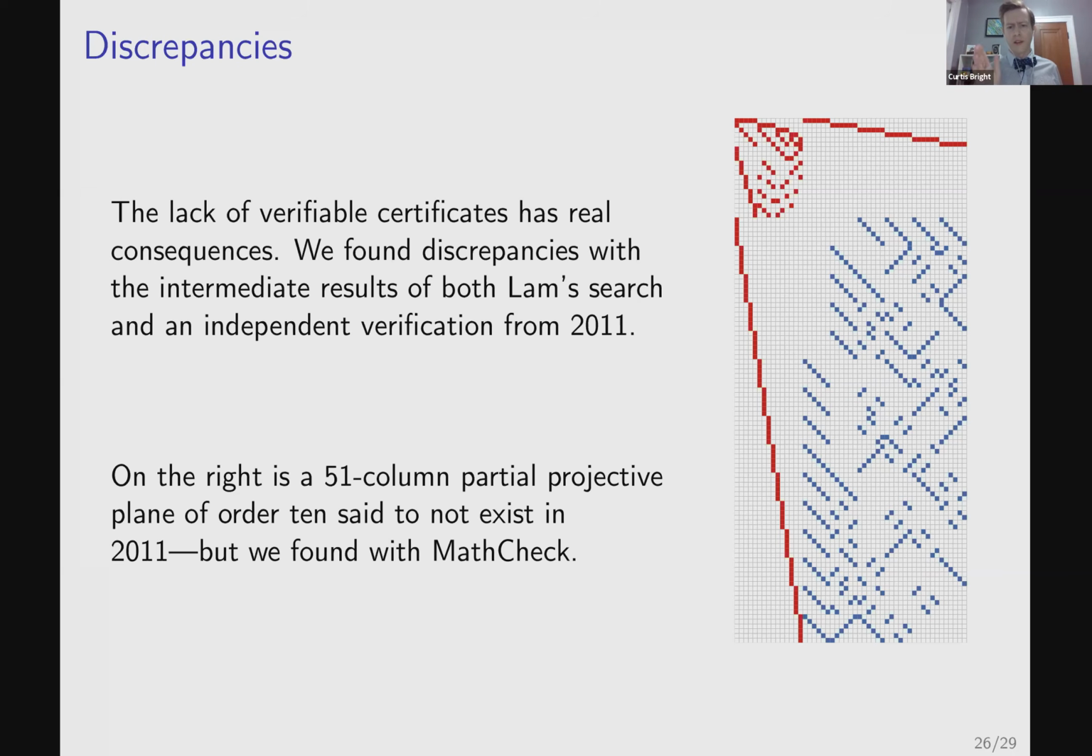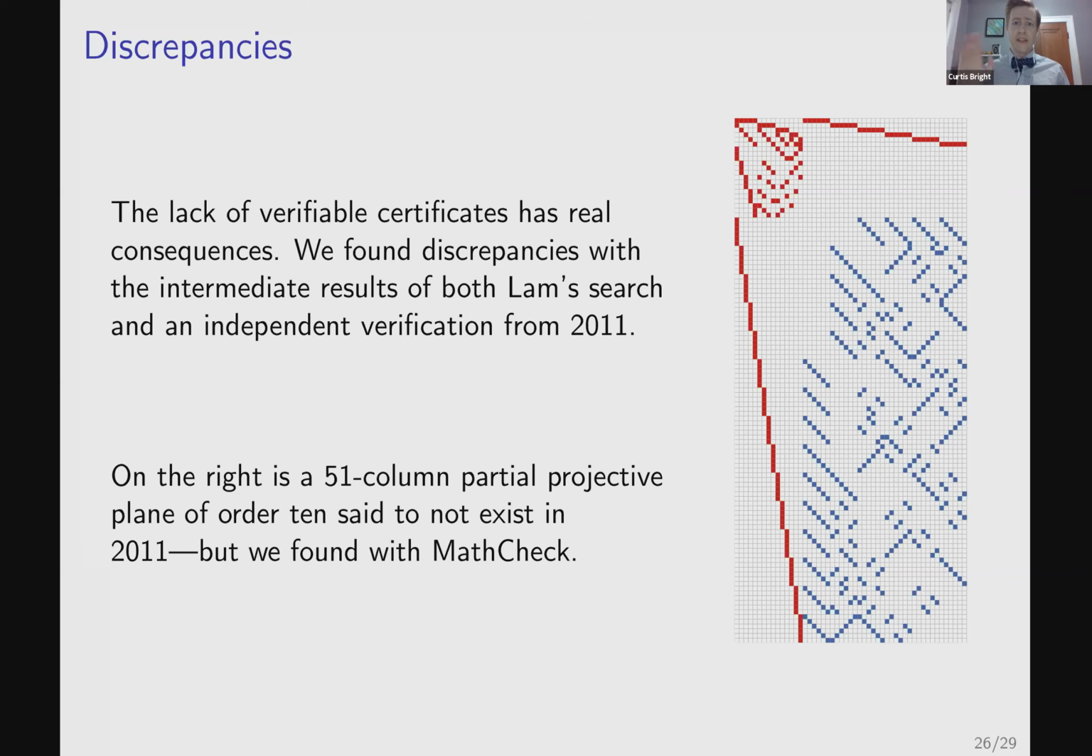So one of the discrepancies is shown on the right. This is a partial projective plane of order 10. It has 51 columns. The full plane would have 111 columns. So this is easy to check that it's a partial projective plane. It has no quads, and every column has the same number of ones. So it's obvious that it satisfies the axioms up to that point.